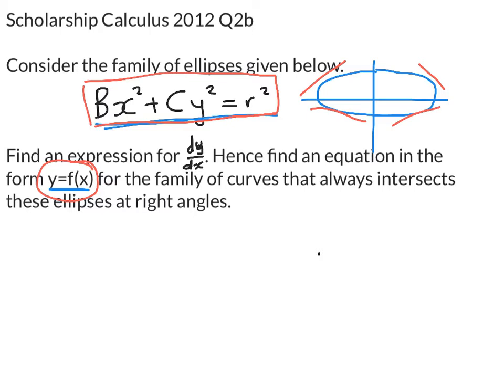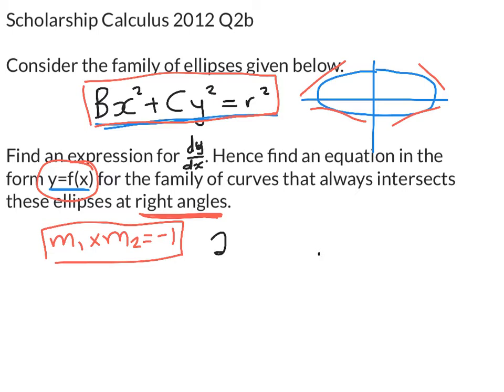So the key idea here is that this family of curves is going to intersect at right angles, and that should get you thinking that perpendicular gradients multiply together to give you -1. And that's the big idea in this question. So let's start off by doing the implicit differentiation.